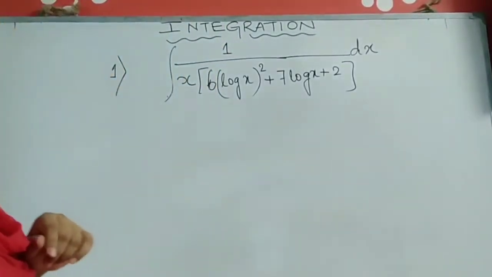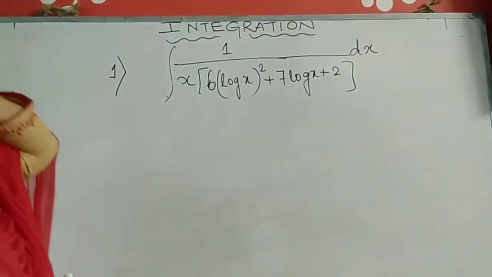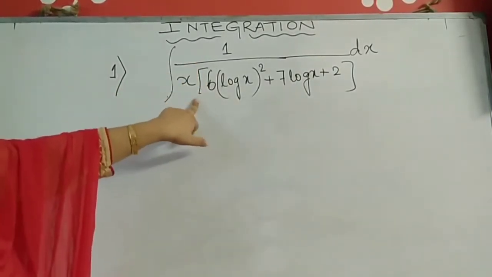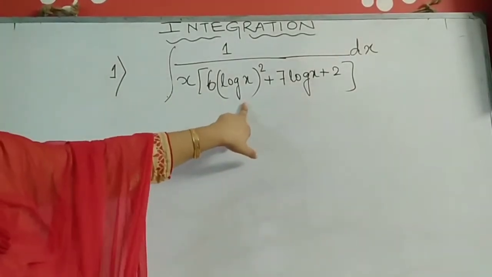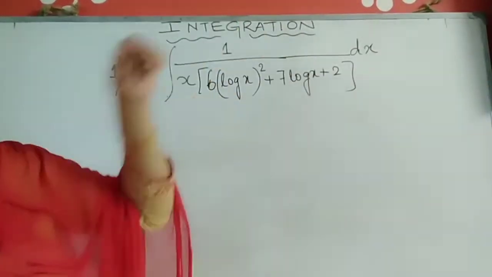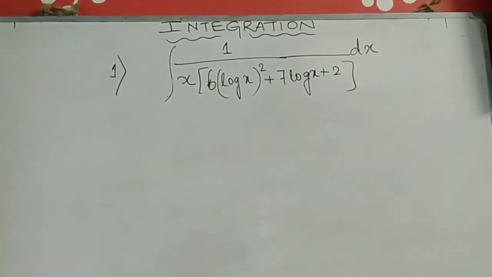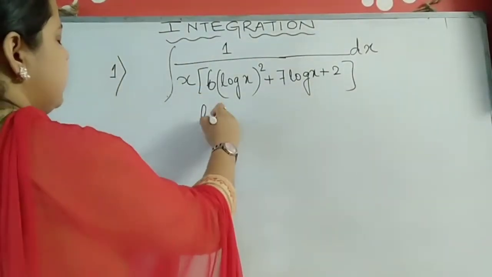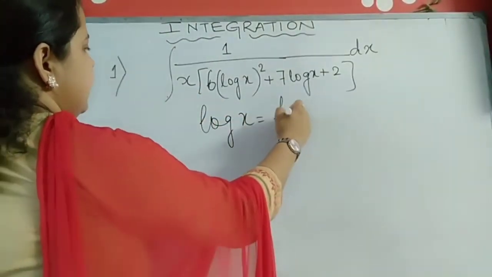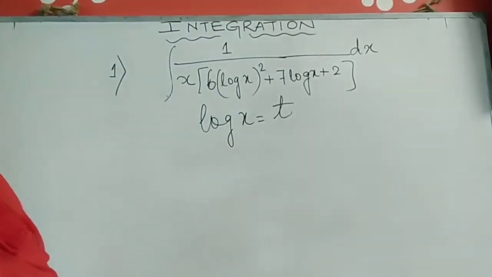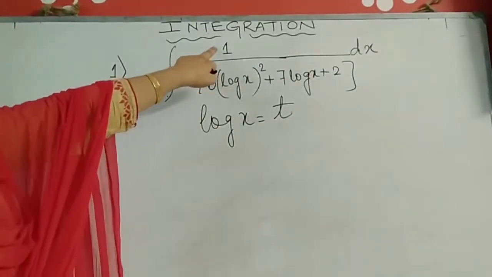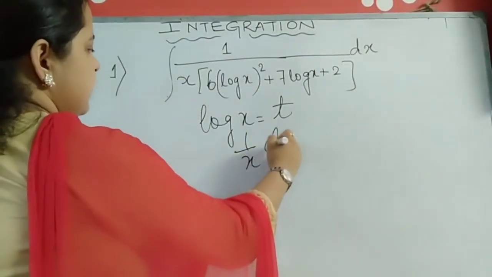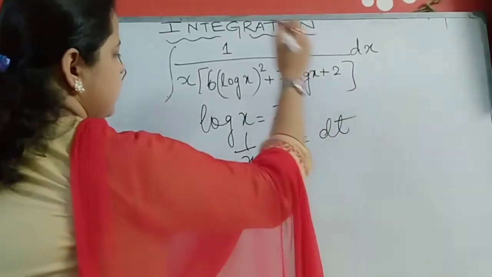Okay, so I have taken a first problem for you. As you can see here, 1 by x, and the bracket starts: 6 into (log x) whole square plus 7 log x plus 2. Now definitely you all understood that this log should be substituted with a new variable, say t or y. Why such a thing? Because I have the derivative of log x, that is 1 by x, so 1 by x dx is equal to dt.